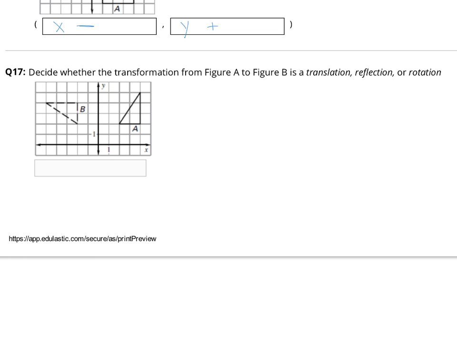All right. Number 17, they want you to describe from A to B. Is it a translation, a reflection, or a rotation? Okay, how is this being moved from A to B? Those are your choices. Make sure you type it in down here.